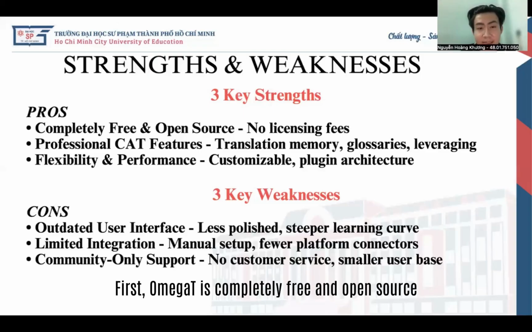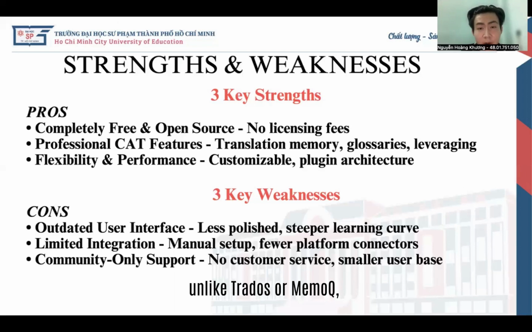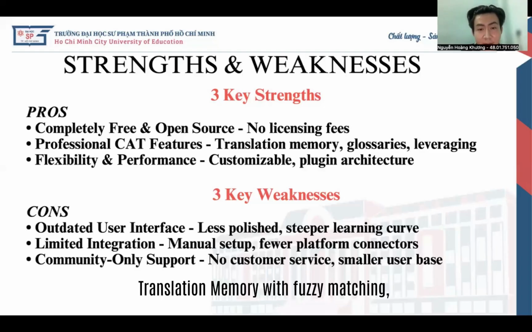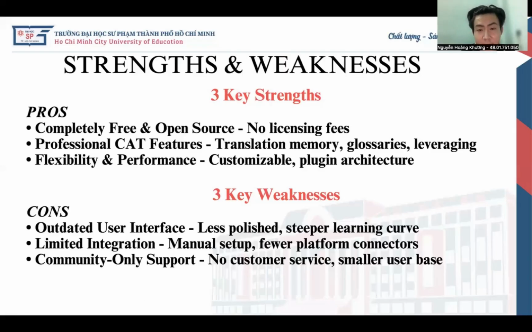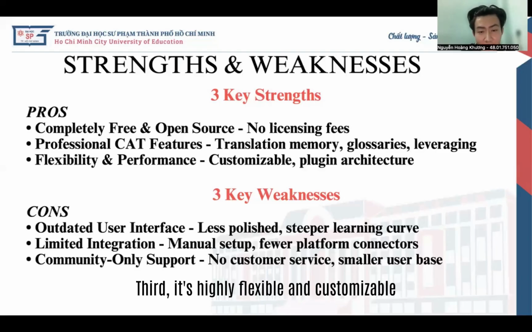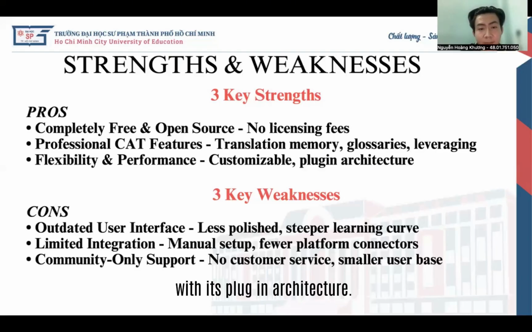First, the three key advantages. First, OmegaT is completely free and open source, unlike Trados or MemoQ, which can cost thousands of dollars. And second, it has full professional CAT features: translation memory with fuzzy matching, glossary for terminology management, and the ability to leverage previous translations for new projects. And third, it's highly flexible and customizable. With its plugin architecture, you can extend functionality. Even the European Commission uses a customized version of OmegaT.